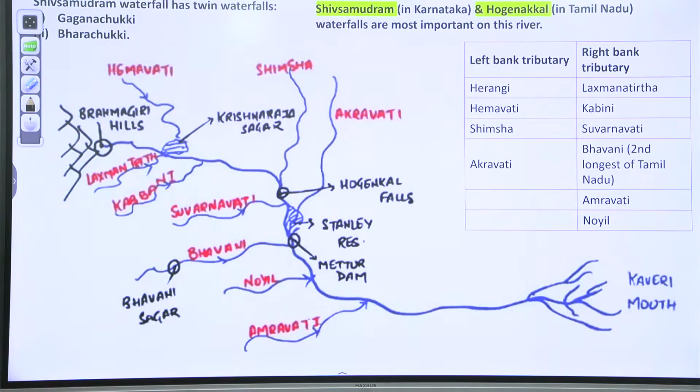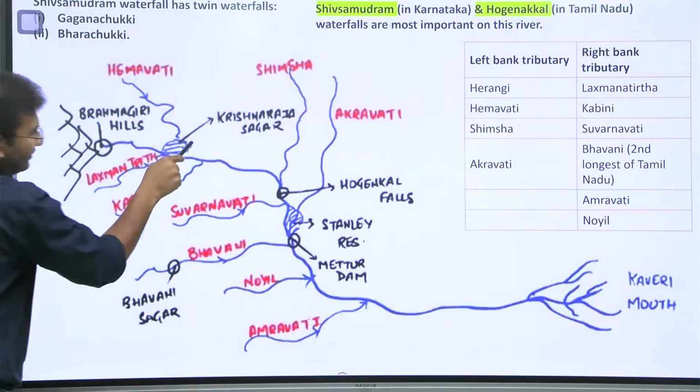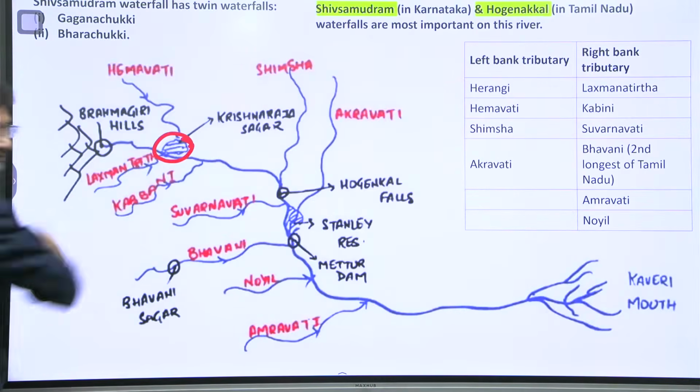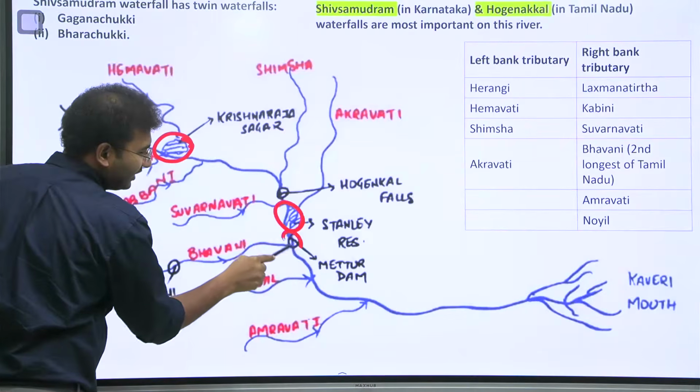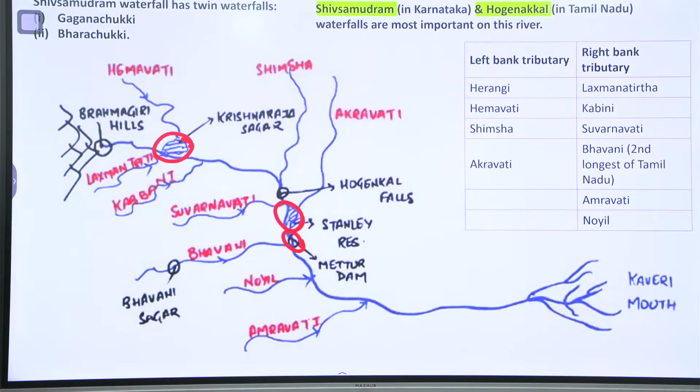This is river Kaveri. Okay? Kaveri river. This is where your Krishna Raja Sagar is. It is not on the river Krishna, right? Then comes Stanley Reservoir, Metur Dam. These three dams are located on it.